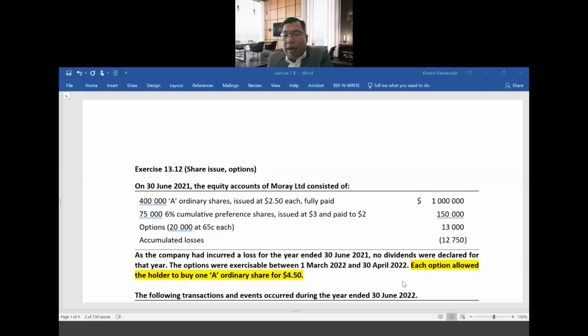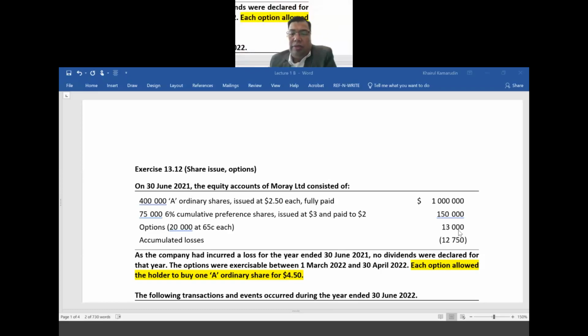Okay, welcome back. I'm going to do one question from the Lopez textbook, exercise 13.12, which is share issue as well as option. In this question, I'm introducing the option as well as the basic step to record the issuance of shares.